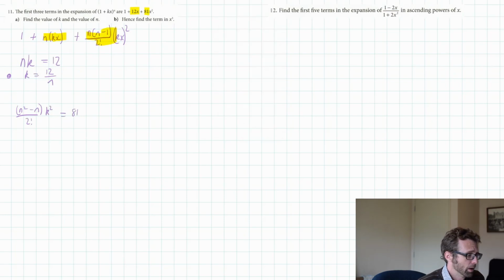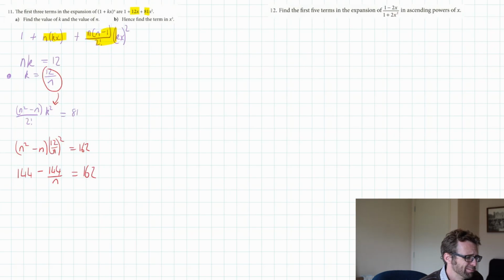Okay, so now we could substitute in, couldn't we, this value of k into here. So that's what I'll do. I'm going to multiply both sides by 2 factorial, so my next line is going to look like this. And 12 over n squared is equal to 162. Okay, and if I multiply this out, I'm going to get 144 minus 144 over n is equal to 162.